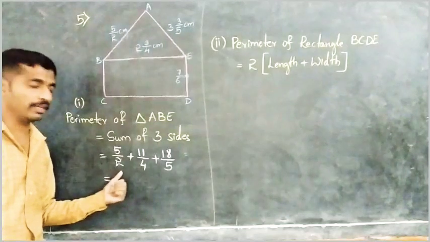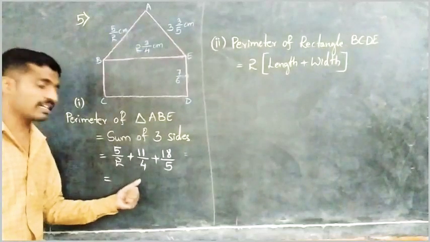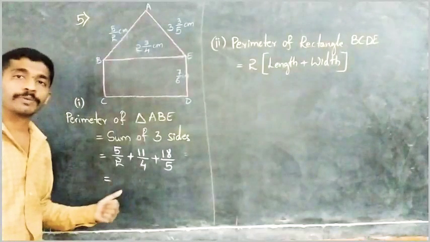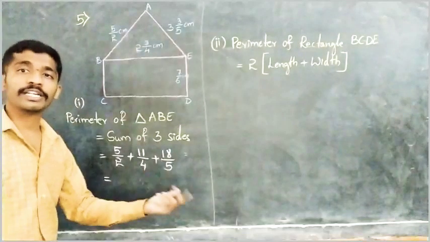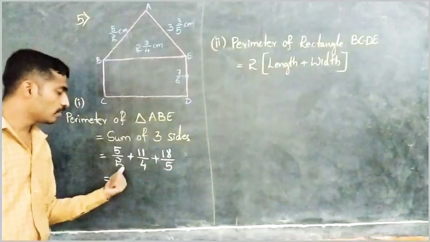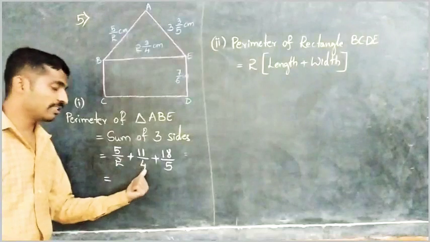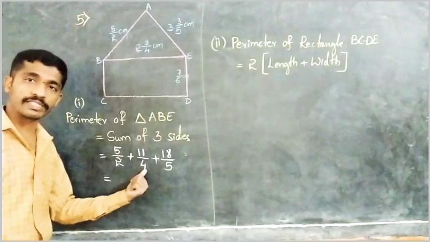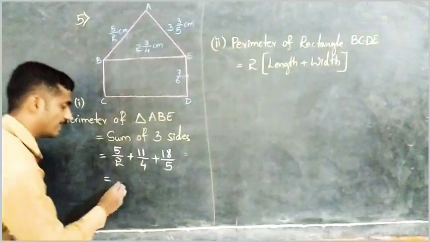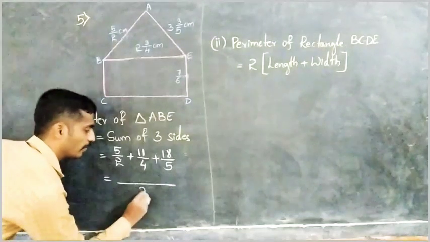Is it there in the 2 table? 5 3s are 15. 15 is not there in the 2 table and 4 table. 5 4s are 20. 20 is there in the 2 table, that is 2 10s are. That is there in the 4 table, that is 4 5s are. So our LCM is 20.